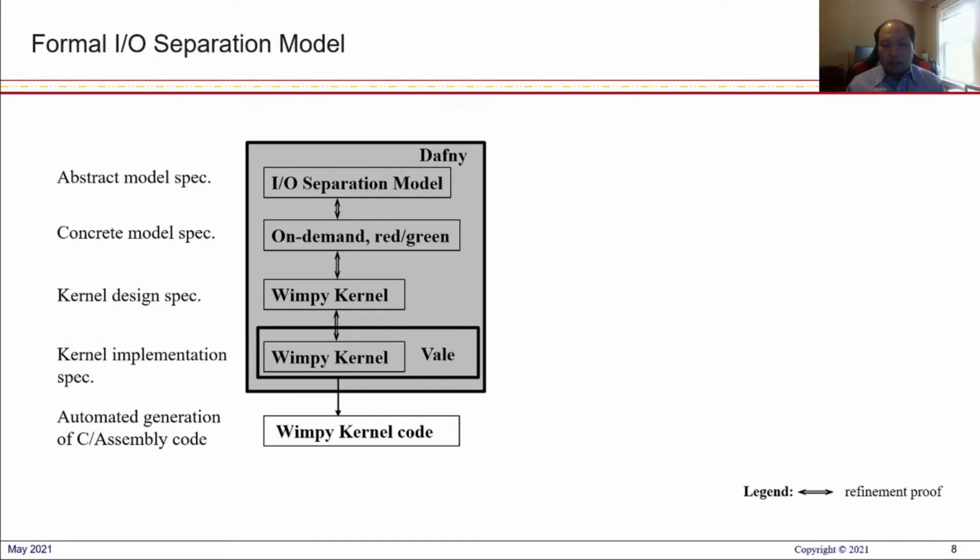These lower layer models both add IO hardware details and extend model applicability to all other IO kernels. For example, concrete models add hardware authorization capabilities and specific IO separation policies. And the kernel designs add details of different device classes. And the kernel implementations add details of device registers and data structures. The implementation specifications can then automatically generate code of running IO kernels.